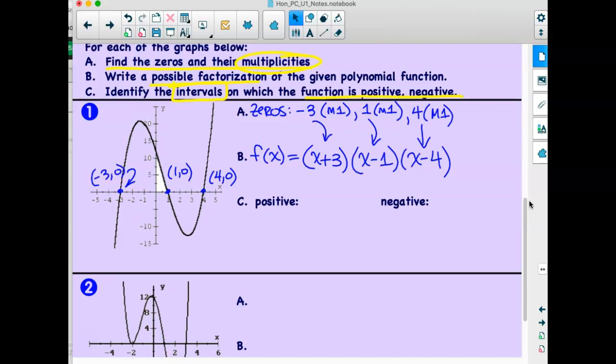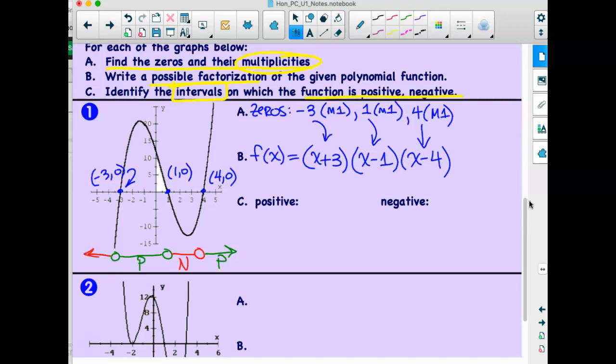Positive and negative. We'll do positive as green. I'm just going to draw on the bottom here. It's positive from -3, that x-intercept, over to 1, that x-intercept. That's a positive interval. Red for negative. Negative interval between 1 and 4. And then it's positive from that point to infinity. Positive. Okay. Then on the left side, it's negative from -3 going towards negative infinity.